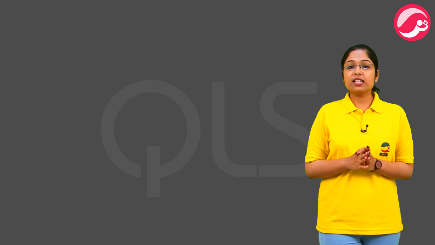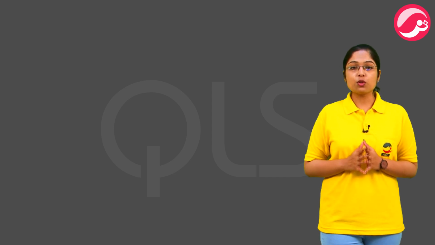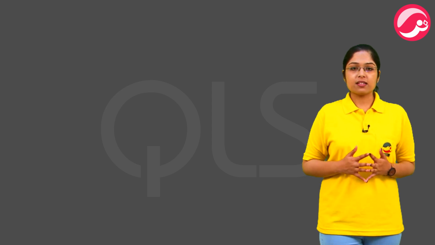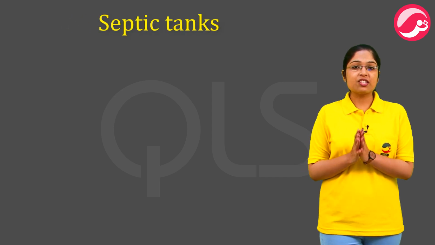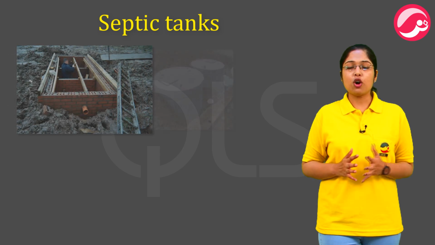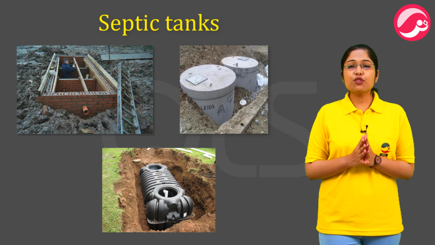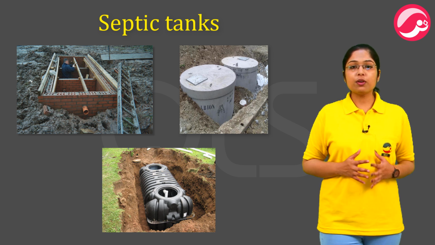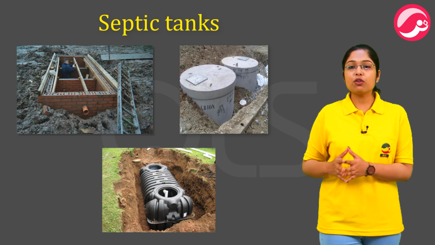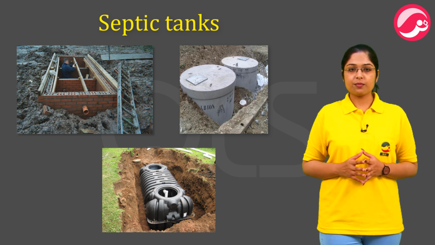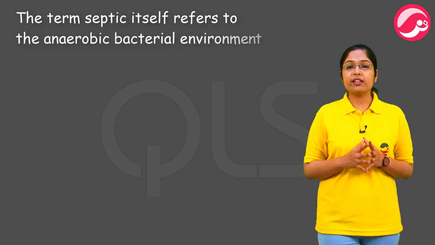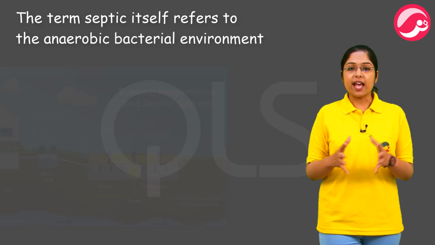Now, let's study these on-site sewage disposal systems one by one. The most common is the septic tank. Septic tanks are watertight chambers made of brick, concrete or PVC. Here, the sewage flows in for primary treatment. The solid particles settle down at the bottom of the tank and get degraded by microorganisms anaerobically. Actually, the term septic itself refers to the anaerobic bacterial environment generated inside the tank.